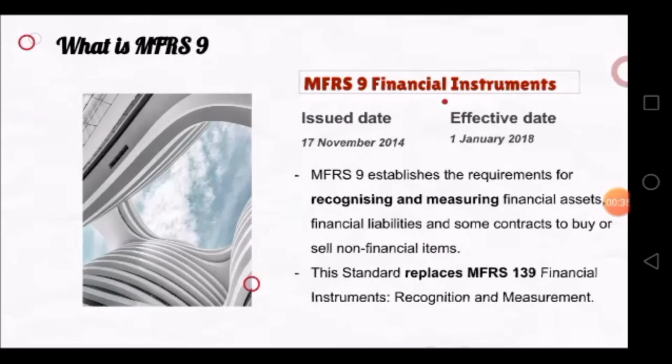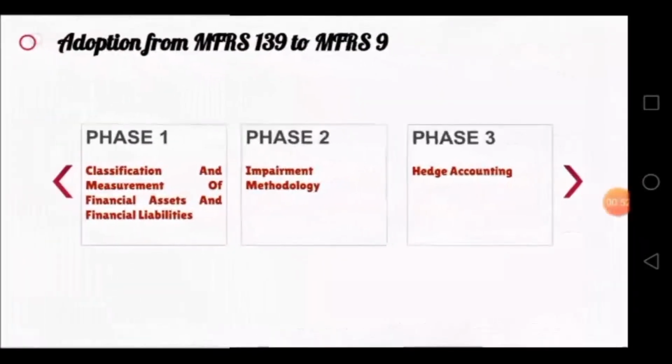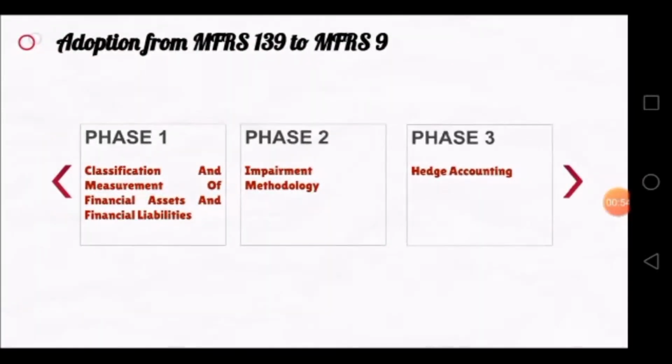The objective of MFRS 9 establishes the requirements for recognizing and measuring financial assets, financial liabilities, and some contracts to buy or sell non-financial items. This standard replaces MFRS 139 financial instrument recognition and measurement. MFRS 9 replaces the existing MFRS 139 financial instrument recognition and measurement from 1st of January 2018.